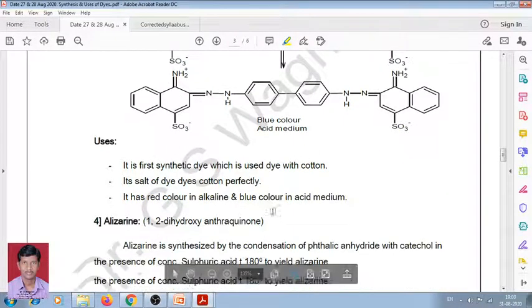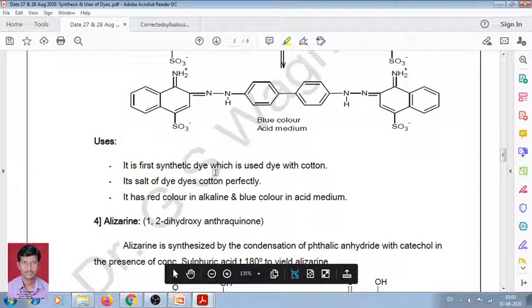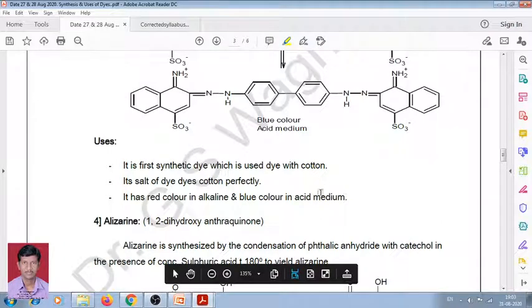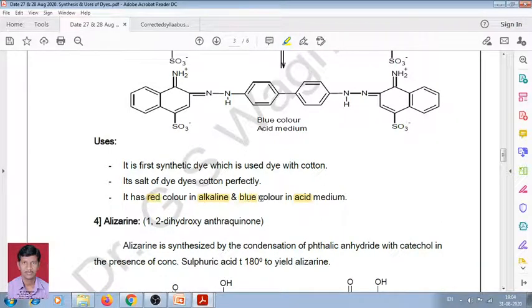What are the uses? It is used as a synthetic dye, which is used to dye cotton. Means it is used for dyeing cotton. And the salt of this dye dyes the cotton very perfectly, and it has red color in alkaline medium as I have told, and blue color in acid medium. Okay, this is about the synthesis and uses of Congo red.